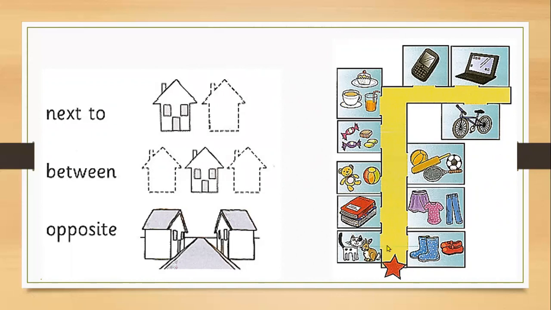Okay, let's talk about opposite. So what's opposite the pet shop? There is a shoe shop. What is opposite the cloth shop? There is a bookshop. What is opposite the toy shop? There is a sports shop. Okay, so in this way you can find next to, between, and opposite. Let's do some exercise.